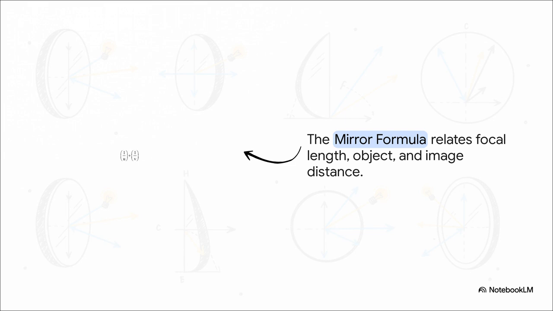F is the focal length. That's the distance from the pole to the focal point. U is the object distance, meaning how far the actual physical object is from the mirror. And V is the image distance, which is where the reflection actually forms. If you know just 2 of these numbers, you can easily calculate the third. It's like a magic key that allows us to predict precisely where an image will appear.